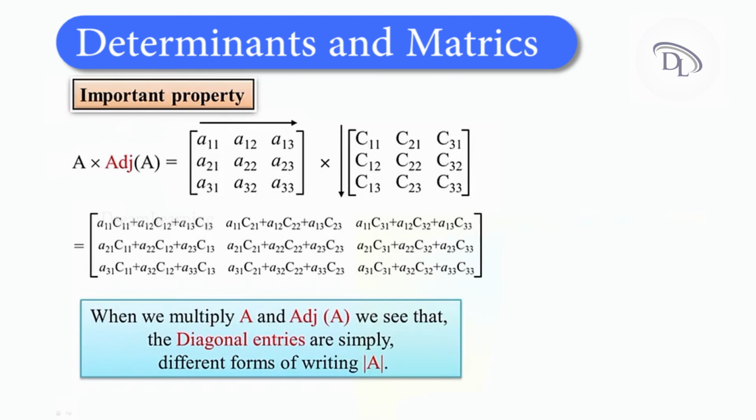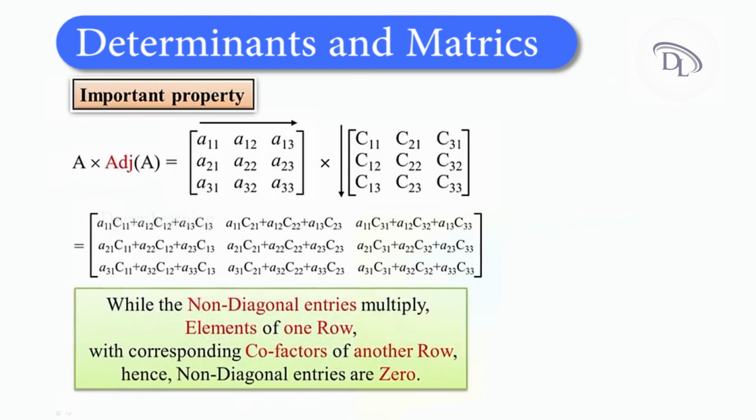So if we look at the element A11 C11, A12 C12, A13 C13, this is multiplying the first row with the first row of the cofactors. Similarly, the second diagonal element is multiplying the second row of the matrix A with the second row of the cofactors, which gives us the determinant. Similarly, A33 is the determinant of A, multiplying the third row of the elements with the third row of cofactors. While the other non-diagonal entries are simply multiplying elements of one row with the corresponding cofactors of another row. Hence, the non-diagonal elements are all zero.